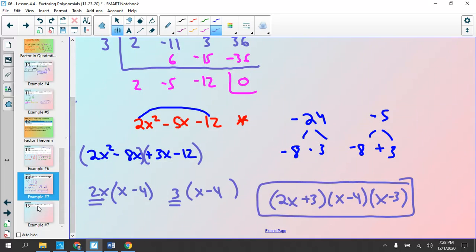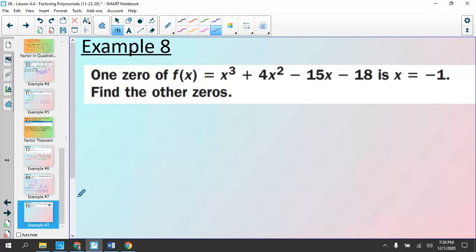Okay, let's see. Did I screw up and make two example 7s, or is this a new one? Oh, it is one more. So it is worth doing here because it's a little bit different. Last one, I promise. I don't have them all out of slides. All right, it says negative 1 is a zero of this function. Find the other zeros.